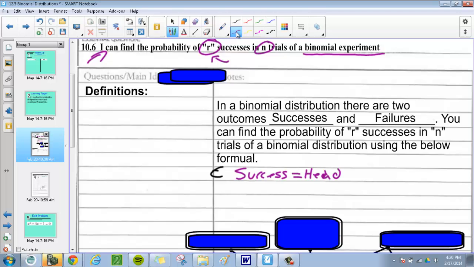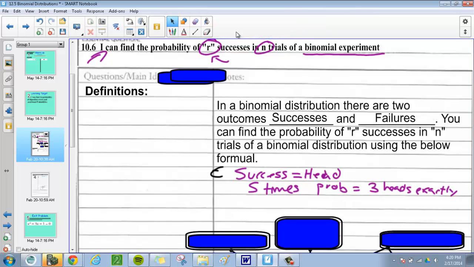We want to figure out what's the probability of, maybe if you flip the coin 5 times, what's the probability of getting exactly 3 heads. That's what we're going to try to figure out. And what's nice is you can find this probability fairly easily by using something called the binomial distribution formula, where the probability of r successes in n trials of a binomial distribution is given by the formula right below here.